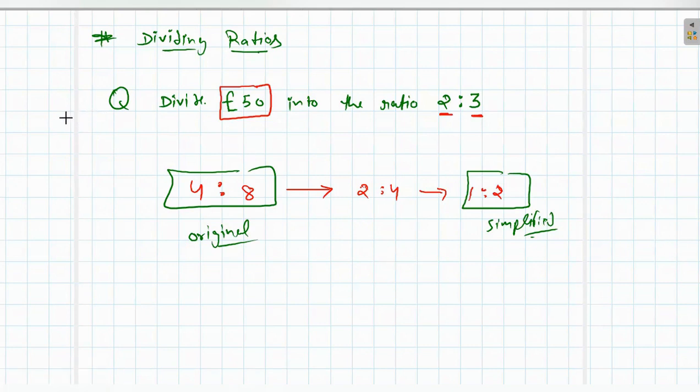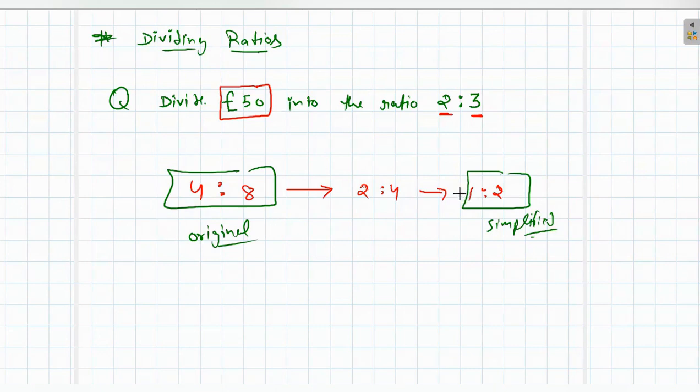But isn't it 2 to 3, like the ratio? That is a separate question. We will move to that one, okay? I'm just explaining a different thing to you. I just want to show you what is happening over there.